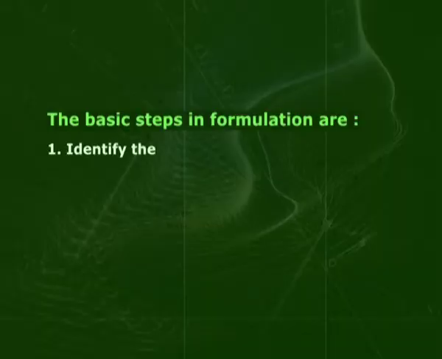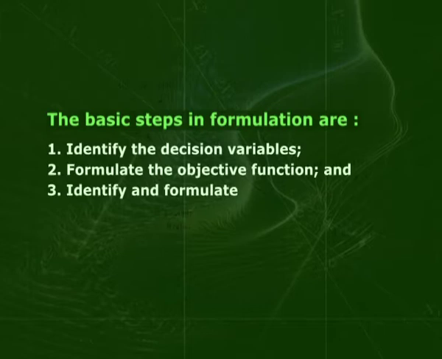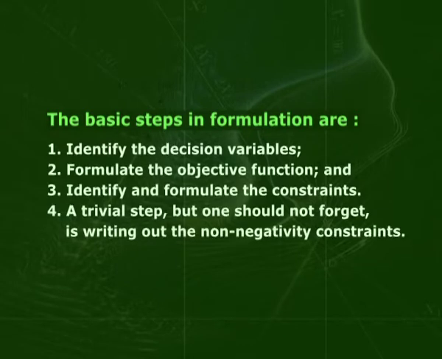Let me quickly revise the basic steps in the formulation so as to understand today's session better. They are: first, identify the decision variables. Second, formulate the objective function. Third, identify and formulate the constraints. And the last and the trivial step, but one should not forget, is writing out the non-negativity constraints.